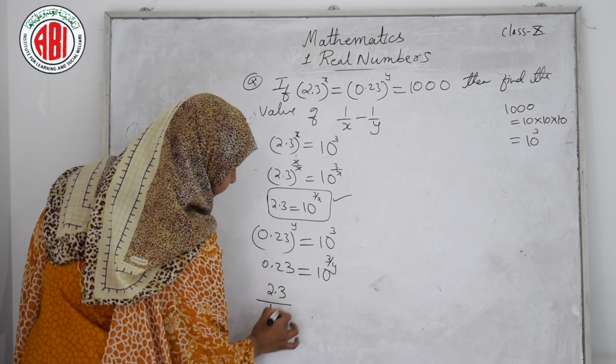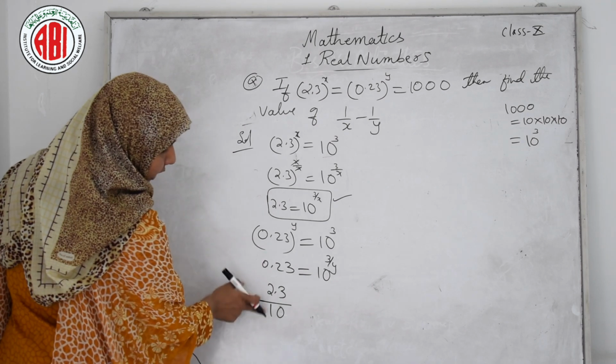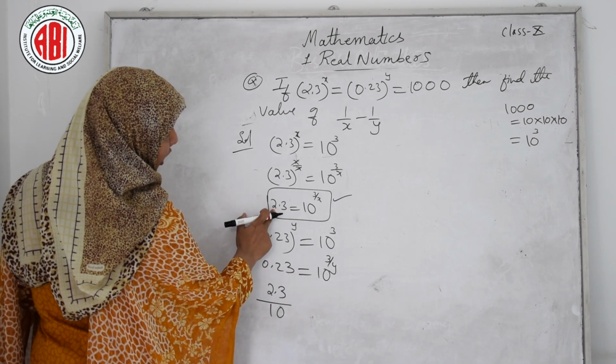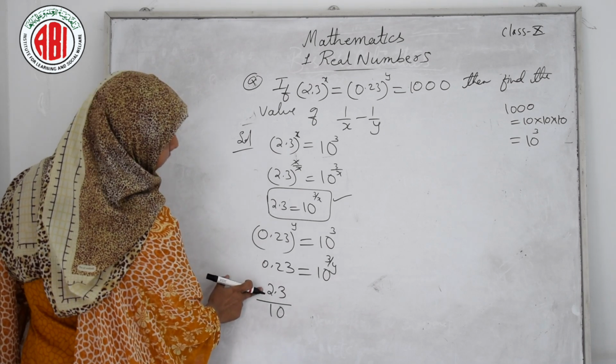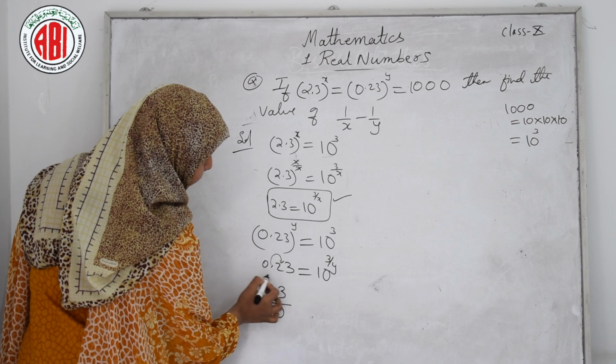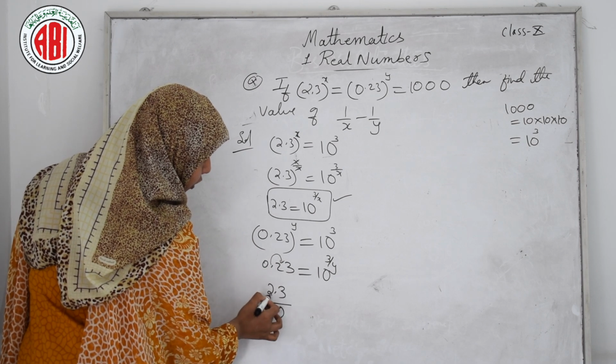2.3 divided by 10. Can we write it like this? This and this are equal only. Okay, 0.23. Why? Because we have the 2.3 value. That's why we are writing it in the form of 2.3. What we are doing is shifting this point over here. So the point comes here, 2.3.